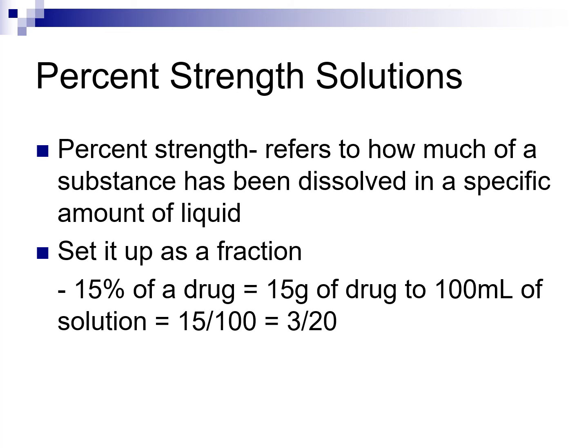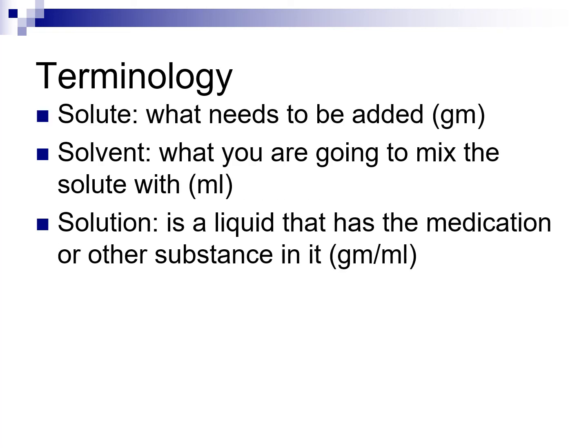And then if we were to reduce that, we're dividing both the top and the bottom by 5, which reduces to 3 over 20. If it says to reduce, then you need to do that. All right, but I want to clear up some terminology here, because you're going to see solute, solvent, and solution.